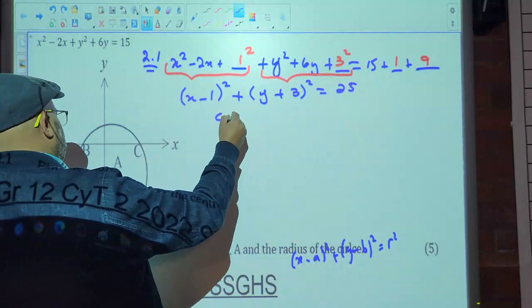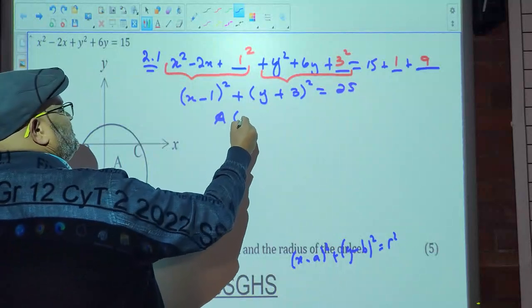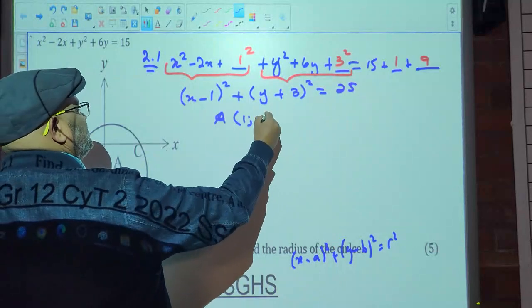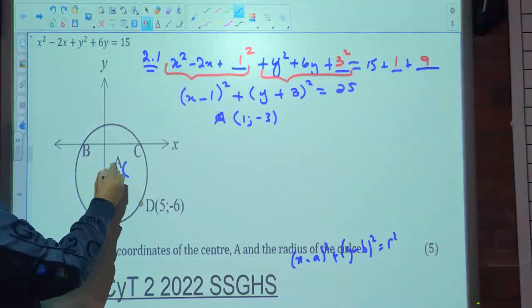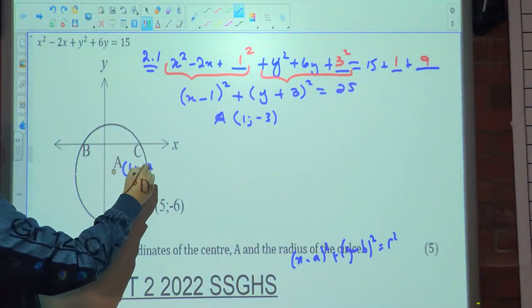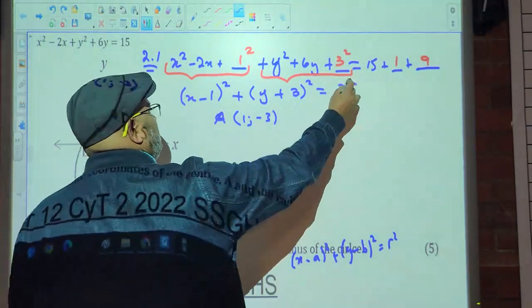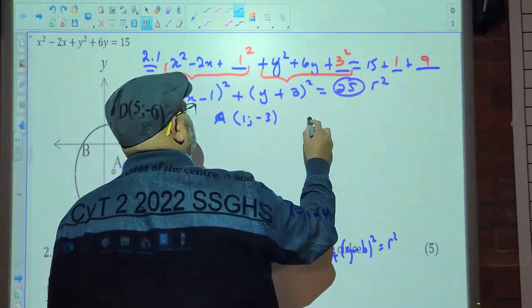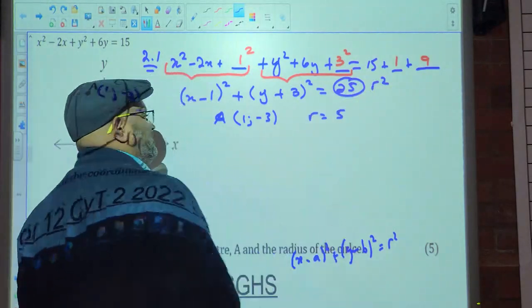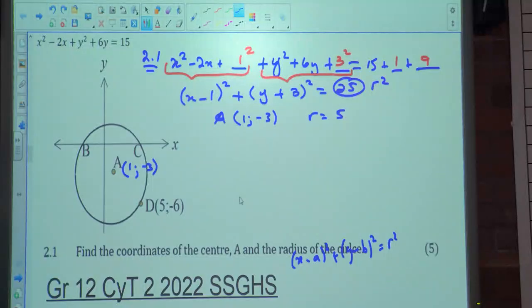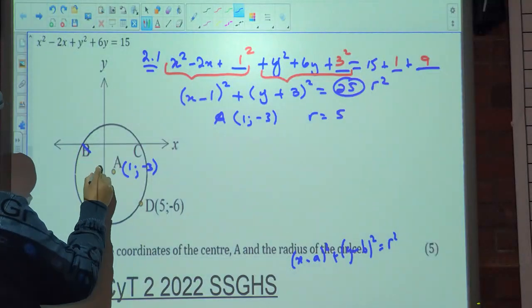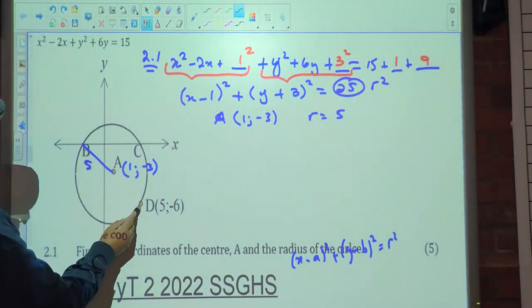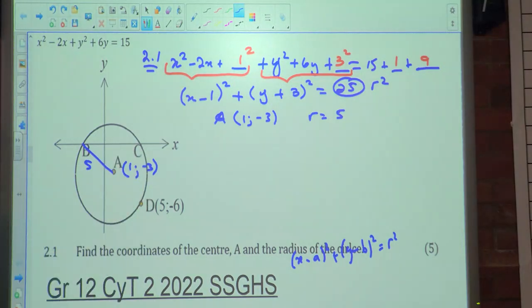So what's the center of the circle? In this case my a value is 1, the additive inverse, and minus 3, which makes sense, x on the positive and y on the negative. And the radius, remember that is r squared. My radius is going to be the square root of 25, which is 5. In other words, that length is going to be 5, or AC is 5. Okay?